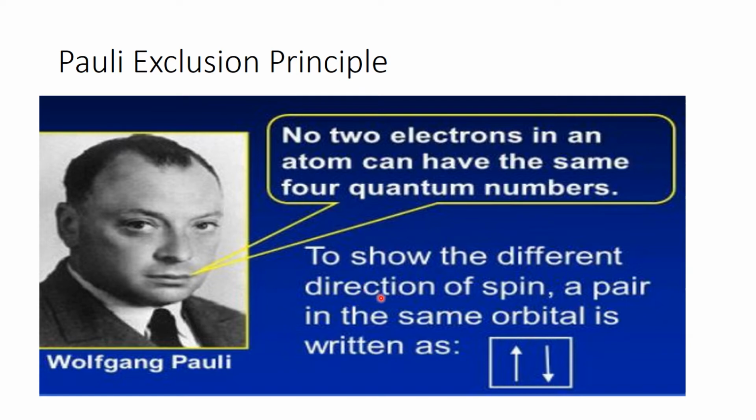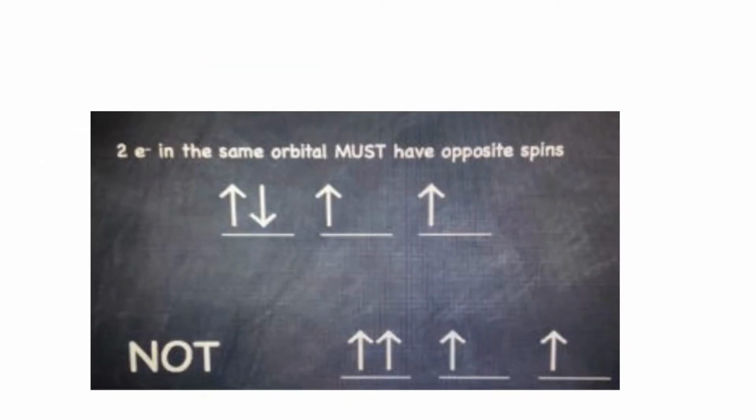To show the different direction of spin, a pair in the same orbital is shown as, that is, this one has up spin and this one has down spin. From this figure, we understand that two electrons in the same orbital must have opposite spins like this, not like this.